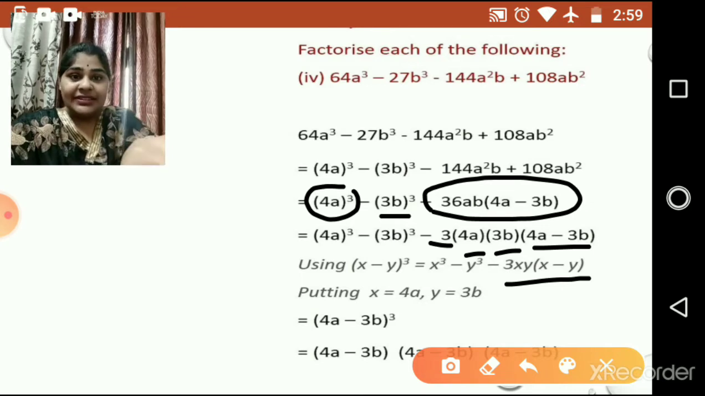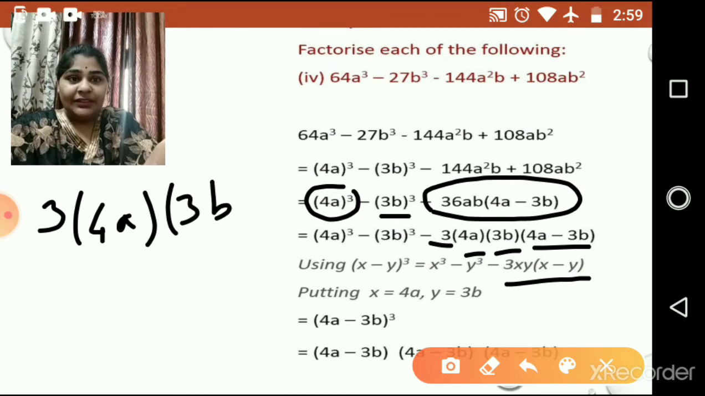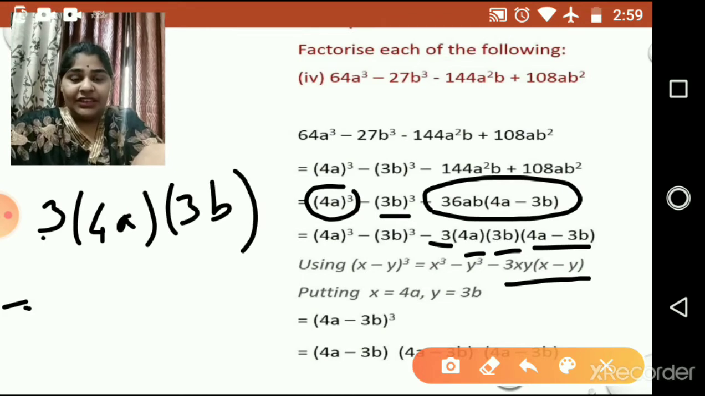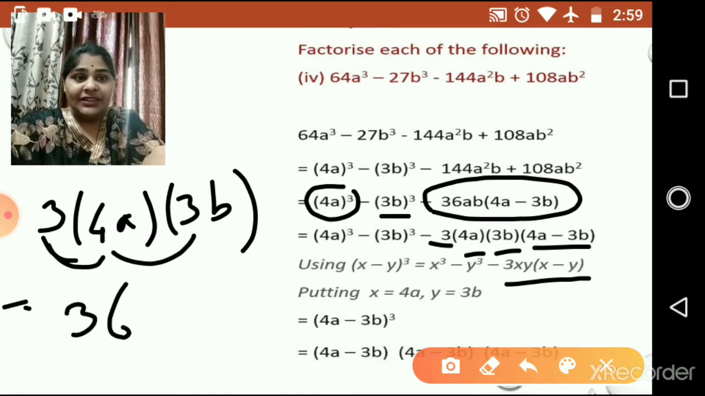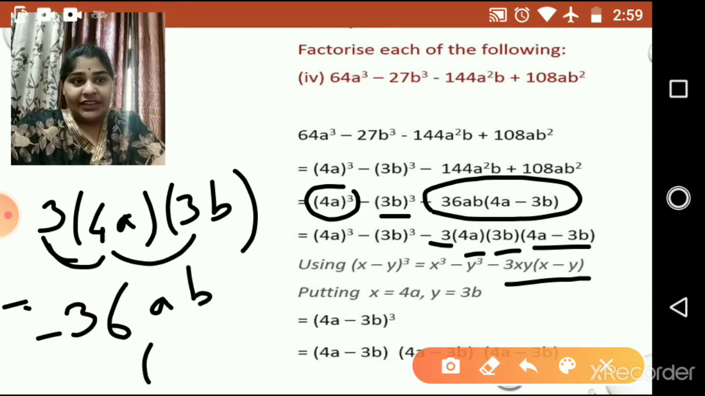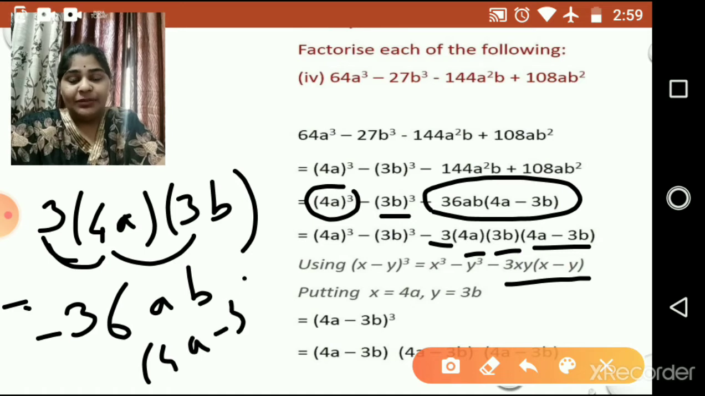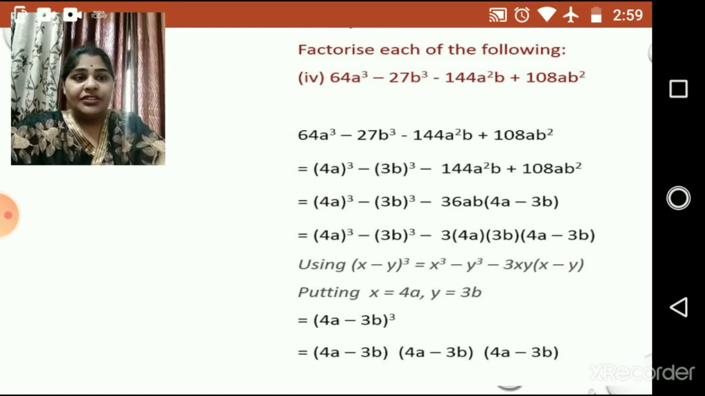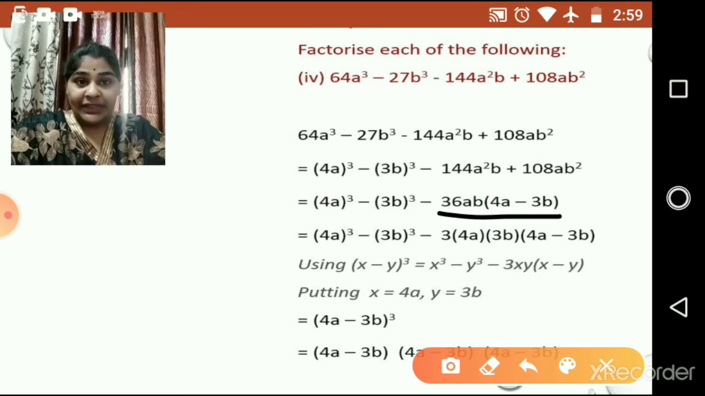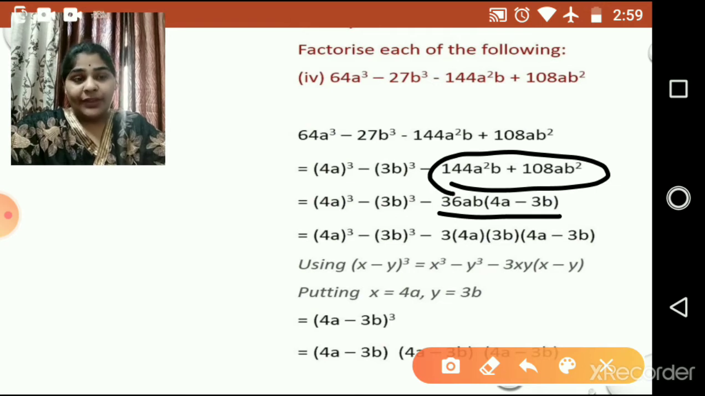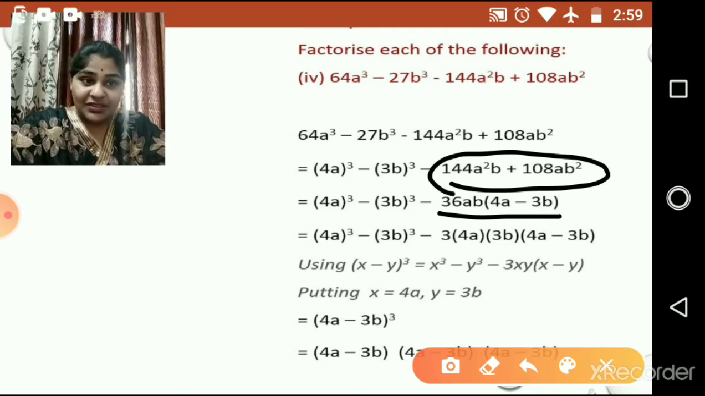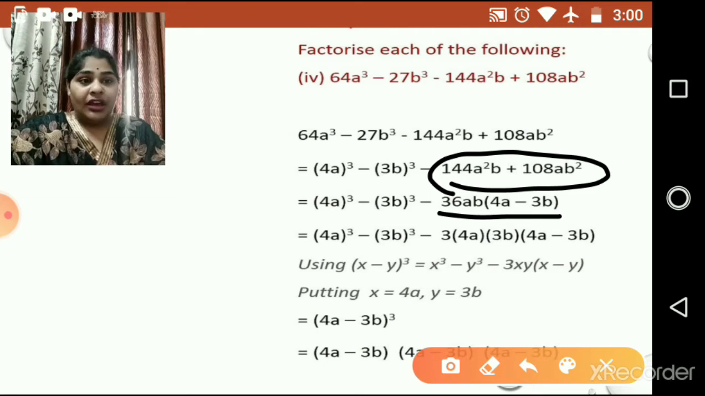Now if you calculate this, it will be equal to what you got over here. Let us see, that is 3 into 4a into 3b. Now if you see here, everything is in multiplication form. 3 into 4 into 3 will be 36. Minus sign is there, so minus 36ab as it is, and in bracket (4a - 3b), which is nothing but equal to the same as what we have here. That is 36 we have taken common, 36ab from 144a square b plus 108ab square. Right, children?